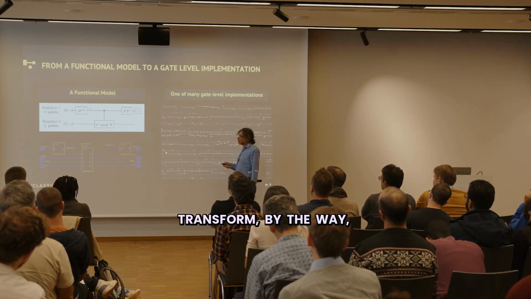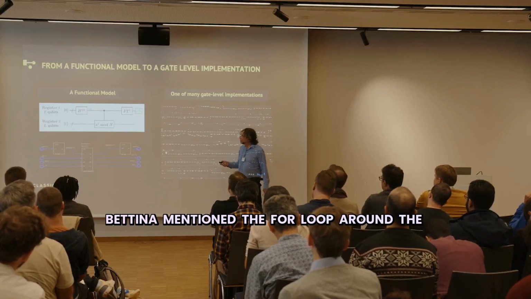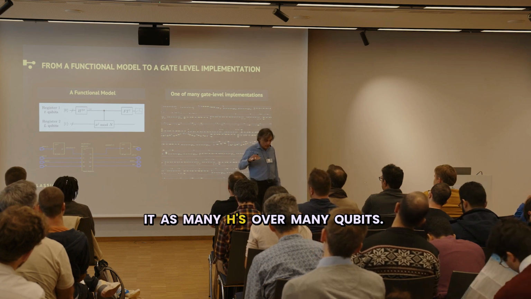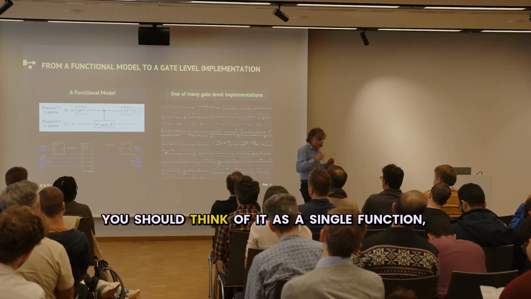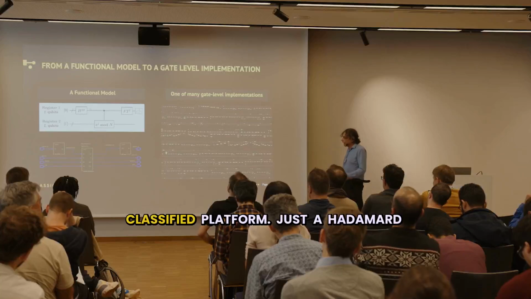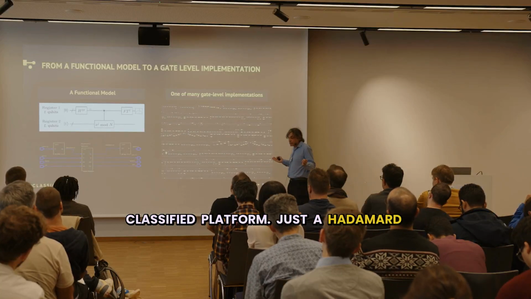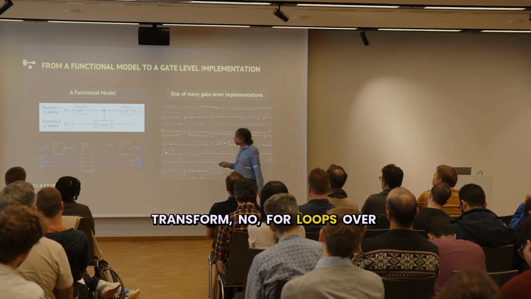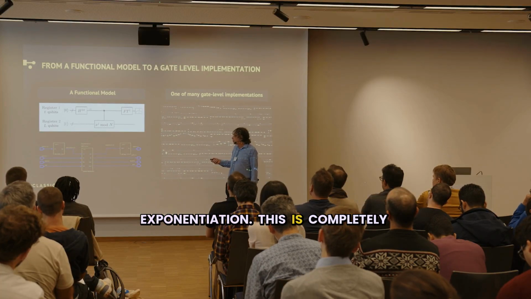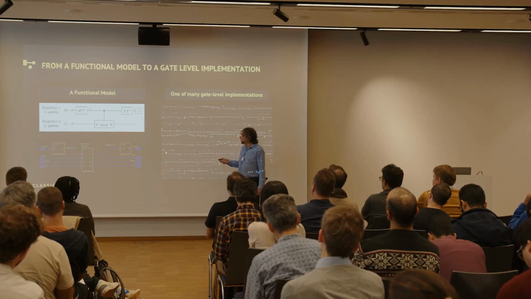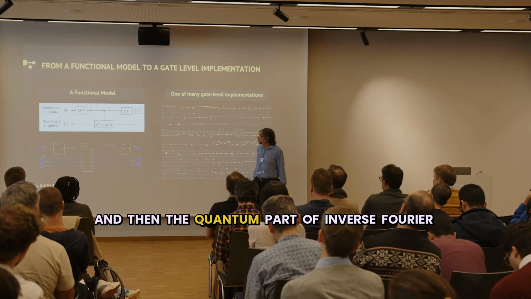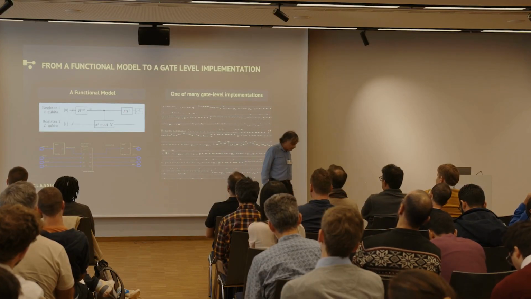The Hadamard transform, by the way, Bettina mentioned the for loop around the Hadamard. You should not think of it as many H's over many qubits. You should think of it as a single function, a Hadamard transform, and this is what you would see in the classic platform, just a Hadamard transform, no for loops. Then a controlled modular exponentiation, which is completely classical in a sense, and then the quantum part of the inverse Fourier transform.